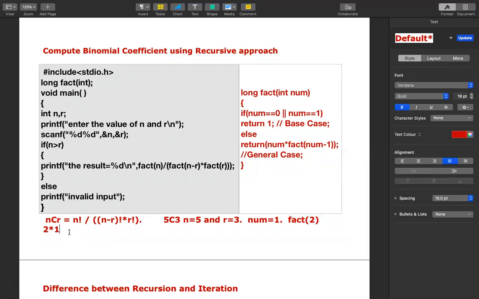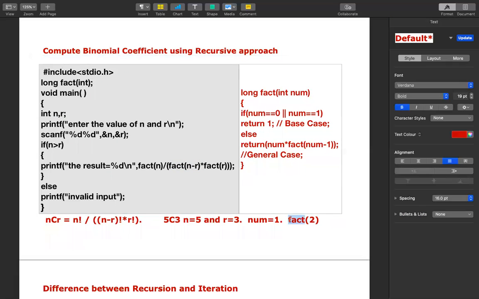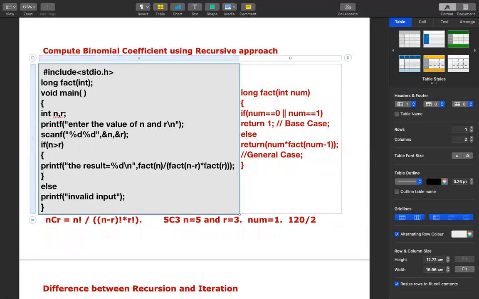Where did you call fact of 2? Fact of 2 was called here because it was fact of 5 minus 3. So what is the answer of fact of 2? It is 2. So what did you get now? You have solved 120 as the numerator, and for the denominator, one of the factorials, you got 2. Now what do you need to find out finally? Fact of r.